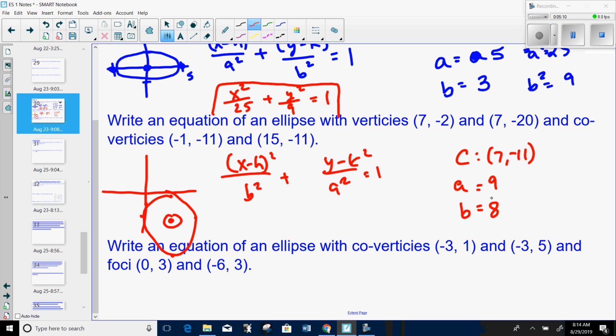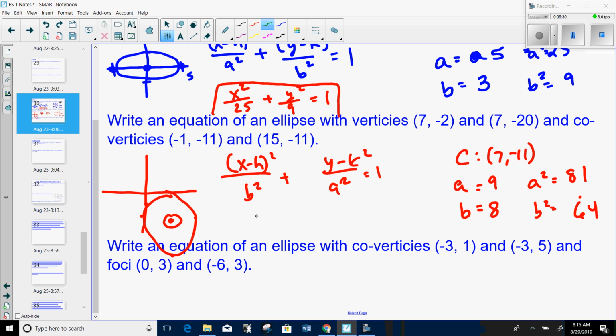Notice the a and b values are really close, which means it's going to look really close to a circle, but it is going to be a little bit longer up and down than it is wide left to right. So then you can figure out that a squared is 81 and b squared is 64.